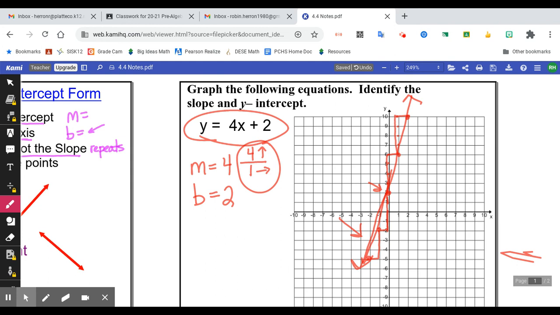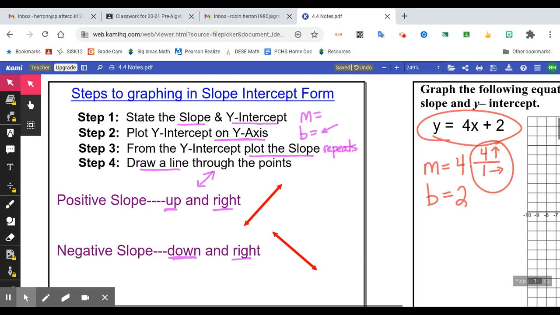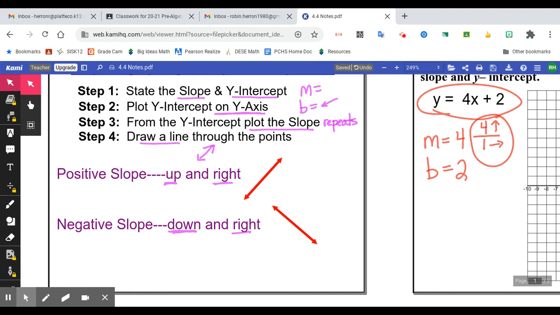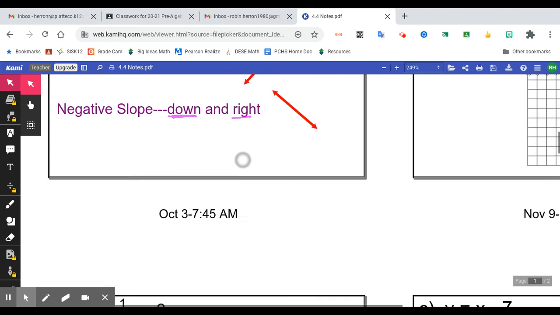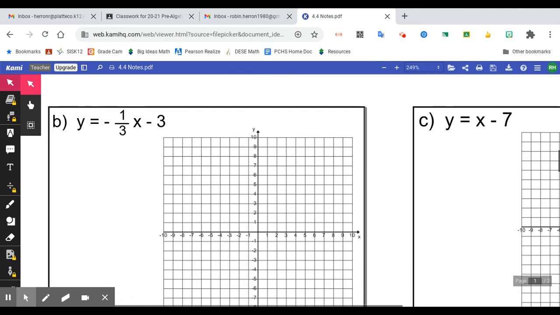All right, hopefully that's okay. So we're going to start on the y-axis with our intercept. Once you get the y-intercept, you're going to plot the slope more than once, and then we're going to draw our line. Okay, let's do another one.